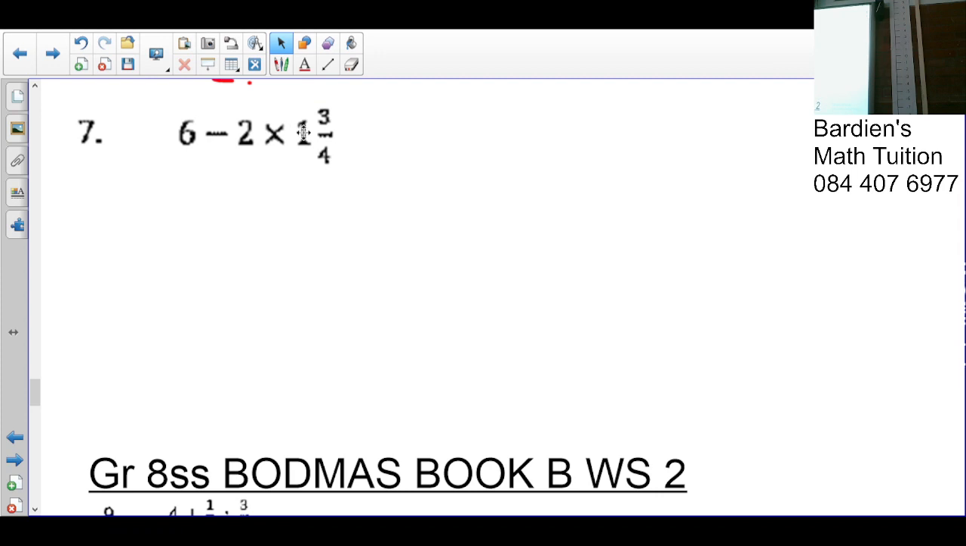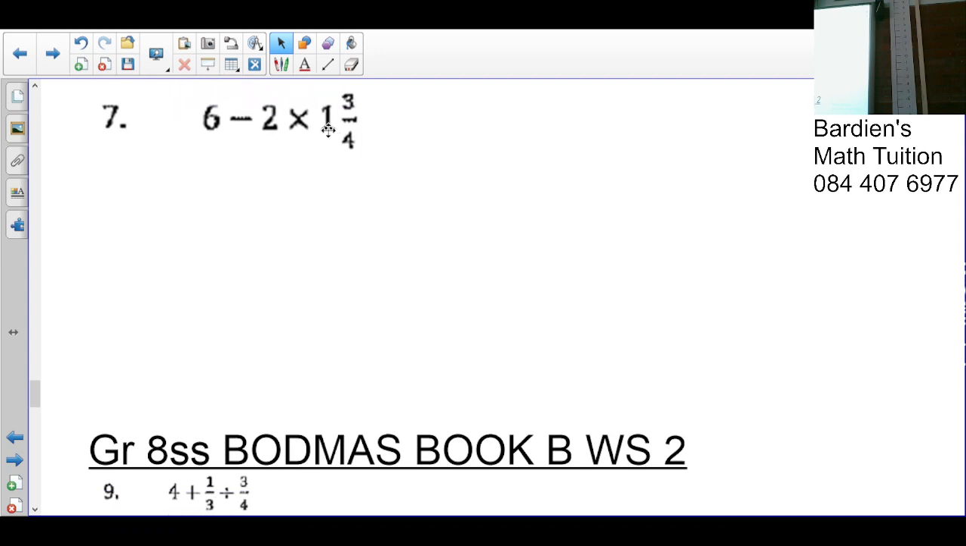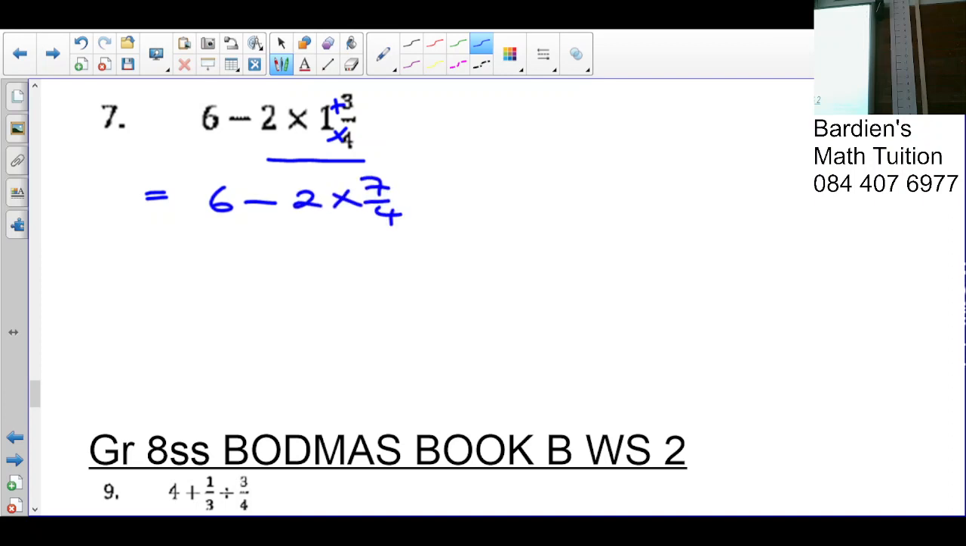What needs to be done first? Multiplication. But before the multiplication, something else needs to be done. Change it to improper fractions, otherwise you can't multiply them. So it's going to be 6 minus 2 times 7 over 4. So what must be done now? The multiplication. So that's 2 over 1. Is there anything that can cancel here? 2 goes into 2 once, 2 goes into 4 twice. So it's 6 minus 1 over 2.